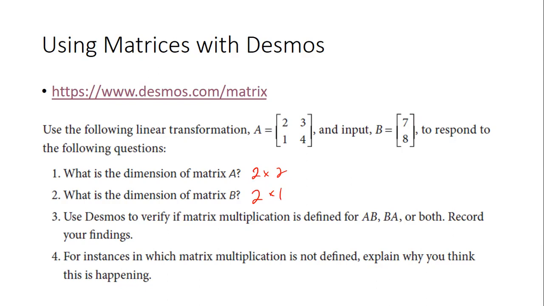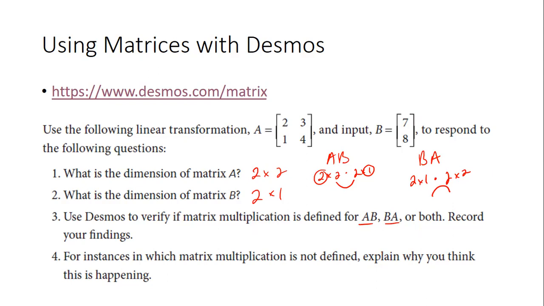And we're going to use Desmos to verify whether AB and BA have results. But without using Desmos, can we determine if they have a product? Yes. And how do we do that? The smile test. If I am doing A times B, that's 2 by 2 times 2 by 1. They get happy. But if I do B times A, which is a 2 by 1 times a 2 by 2, are they happy? No. So we already know that only AB is going to have a product. Does that make sense?